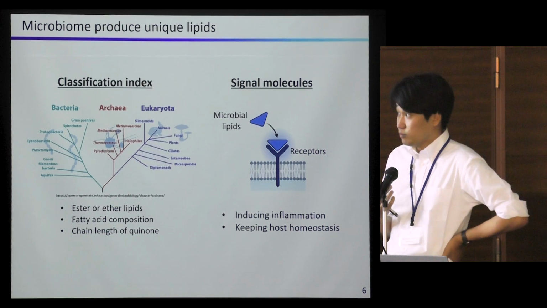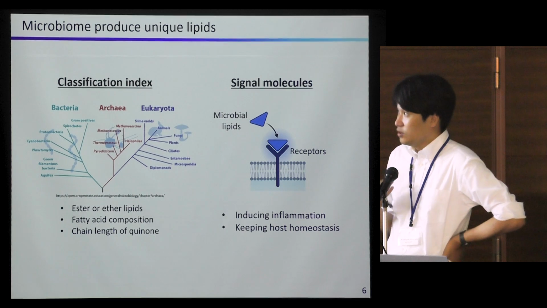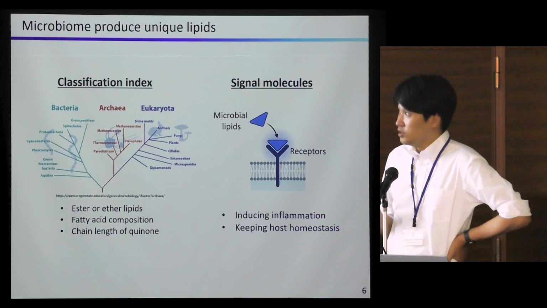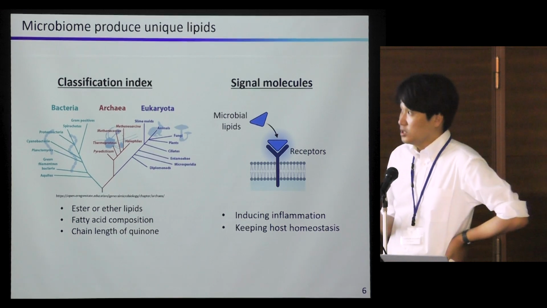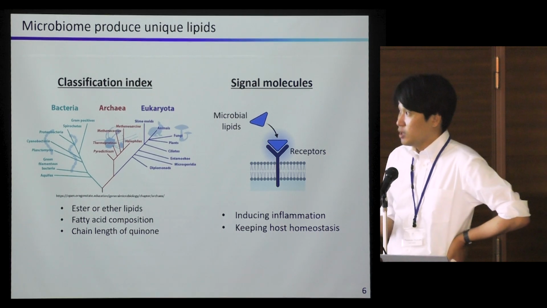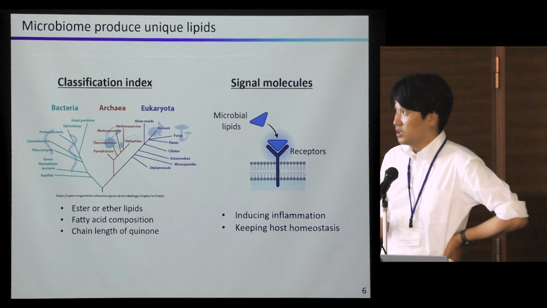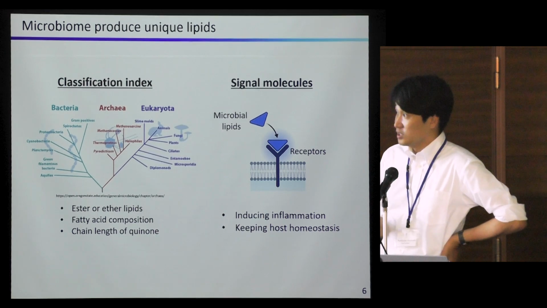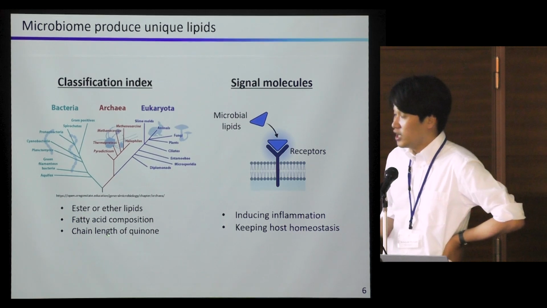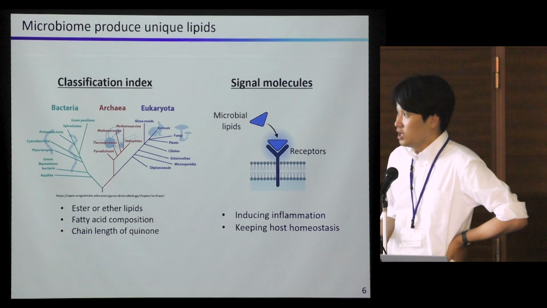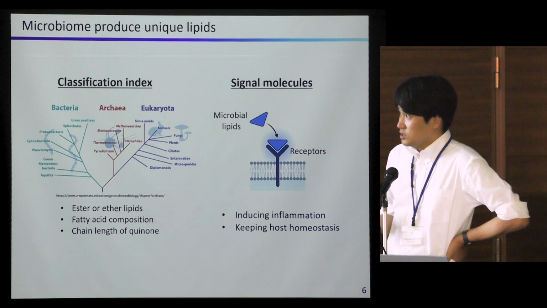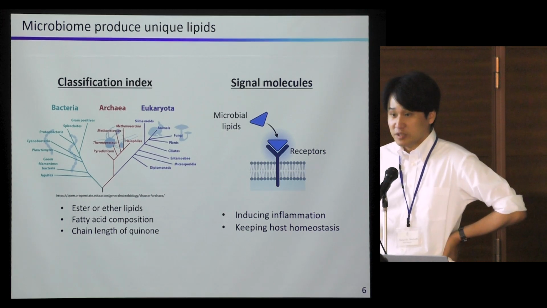Actually, I'm a lipidomics person because I like lipids, and the reason is that lipids are a very good classification index. Before sequencing was developed, chemical components were used for classification, because the bonding type, fatty acid composition, chain length, or quinones are very unique to individual species. So these lipids are good indicators of species.